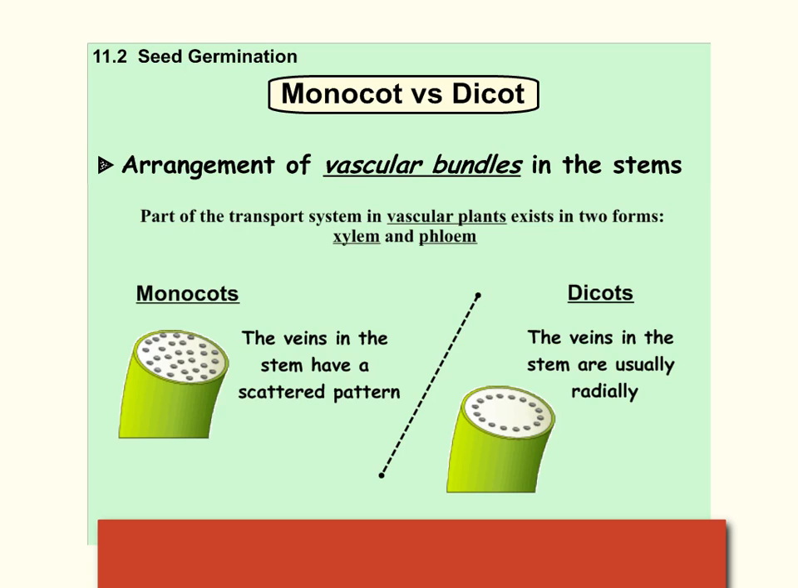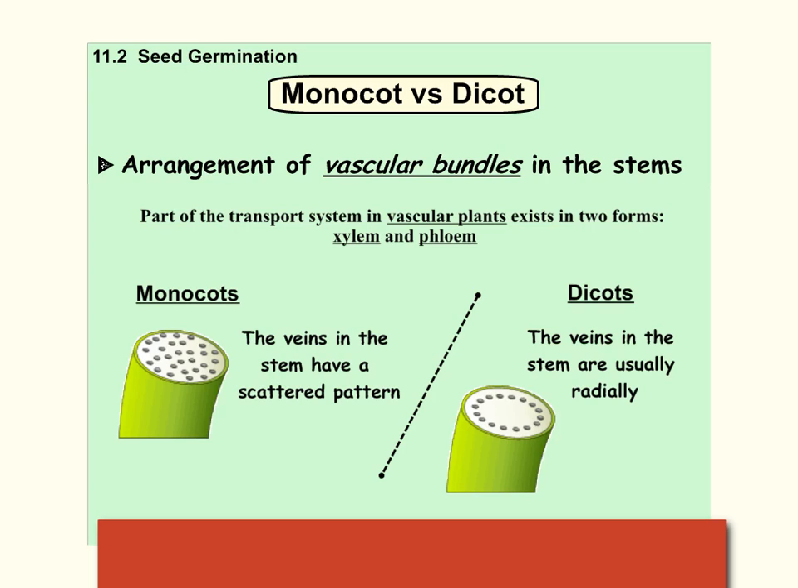Now in dicots, it's very different. The veins are basically arranged what we call radially, which is a circle around the stem. So if you ever have an opportunity, grab a dicot, grab a monocot. We're going to do it in class, but at home, and really take a look at that stem and see how those vascular bundles are arranged.